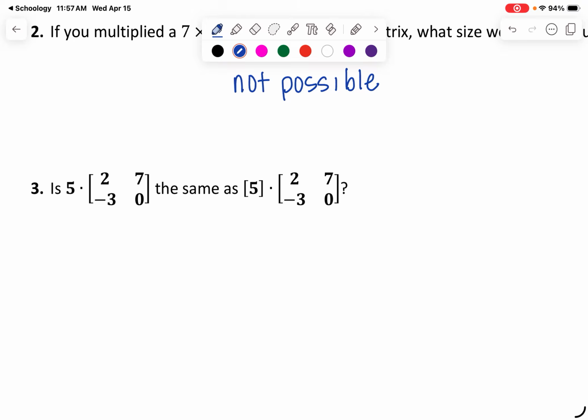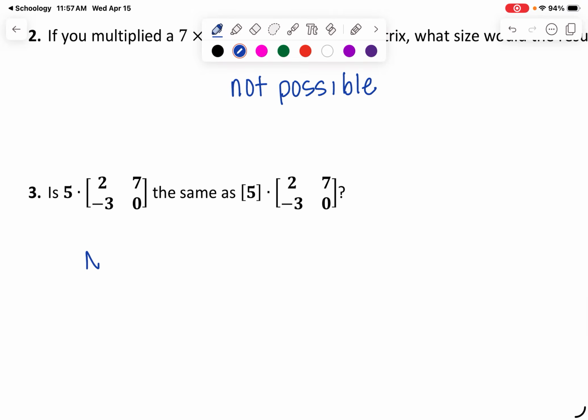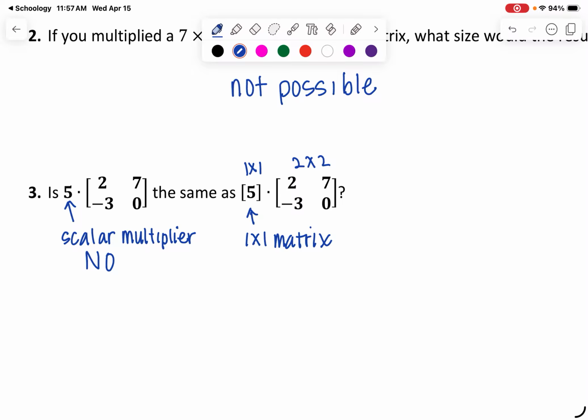matrix? And it's not. This is a scalar multiplier. That means multiply everything by 5. And this is a 1 by 1 matrix. All right, 2 different things. And you cannot multiply these two because this is a 1 by 1 times a 2 by 2, and you can't do it. So this has no solution, right? And the other one does have a solution, just multiply everything by 5.